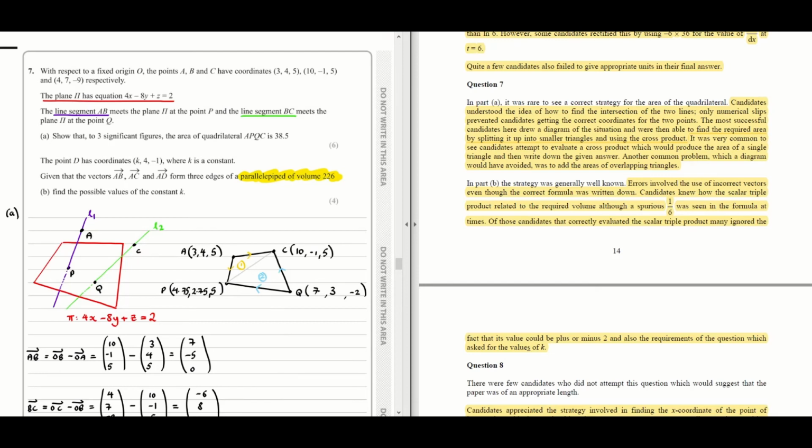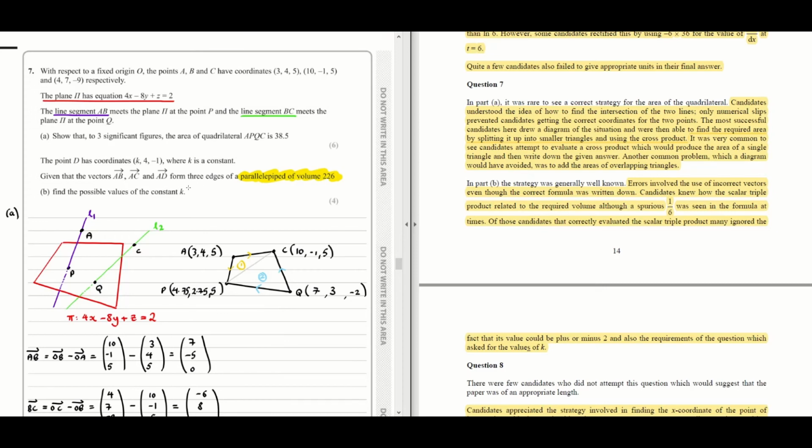There were a couple of errors stated over here. It was a very common error to see candidates attempt to evaluate the cross product, which would produce the area of a single triangle and then write down the given answer. There was another common problem which a diagram would have avoided, and that was overlapping triangles.